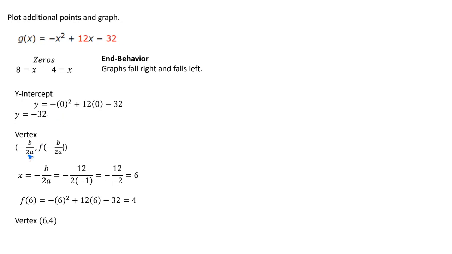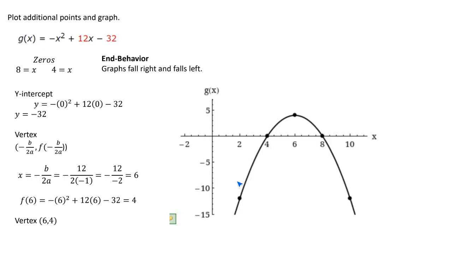Then we want to find the vertex. This is the formula for the vertex. And so b is 12 and a is negative 1. So we end up with 12 divided by negative 2, and we end up with a positive 6. So if we plug this into our equation, we can get the y value. So we end up with 4. So this is our vertex. So we're going to take all of that information and we're going to make our graph. Okay, so here are my zeros, and then here's my vertex, and then I know that the graph falls right and it falls left.